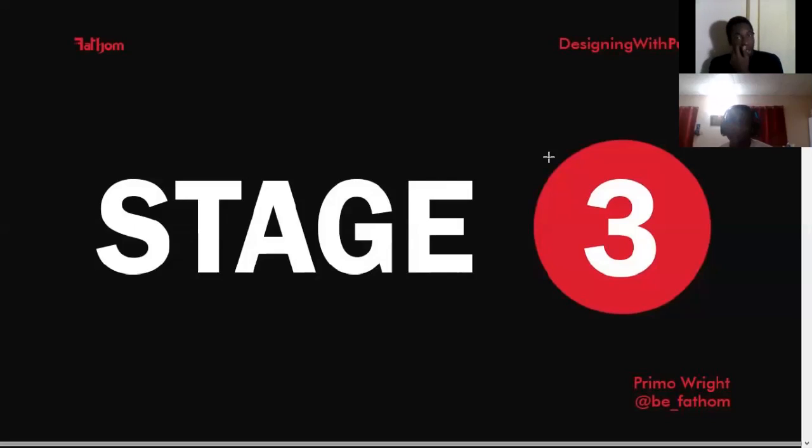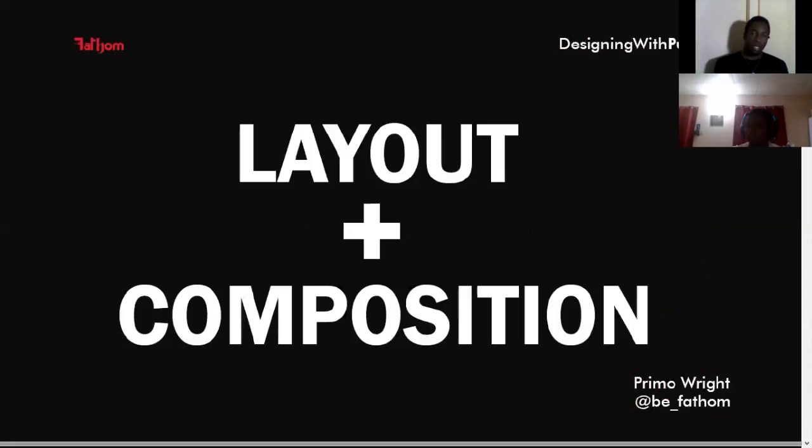So today we'll be running through stage 3 of ideas to visuals. I don't know if I told you guys what we're going through today. So today we'll be going through layout and composition.